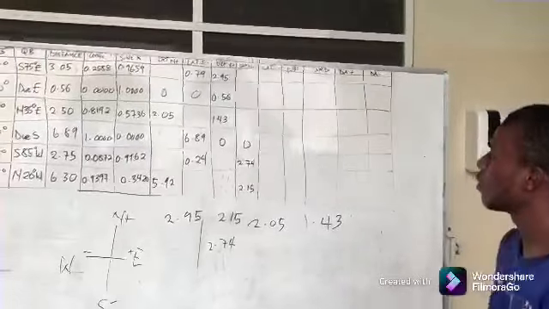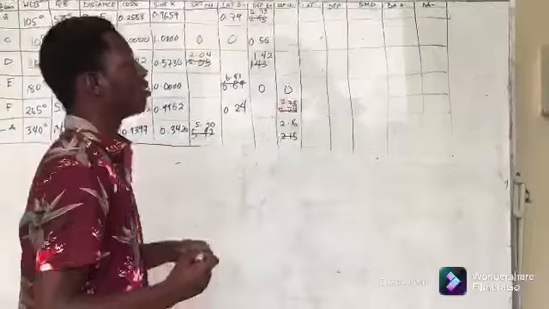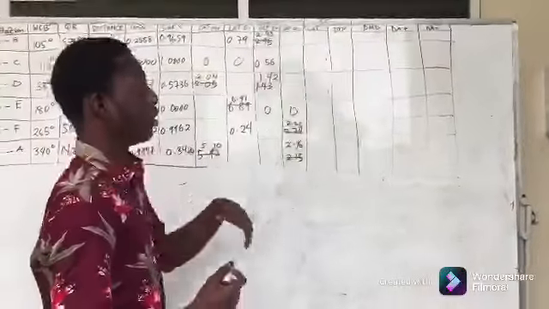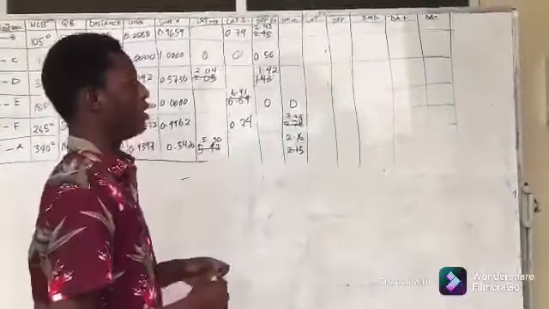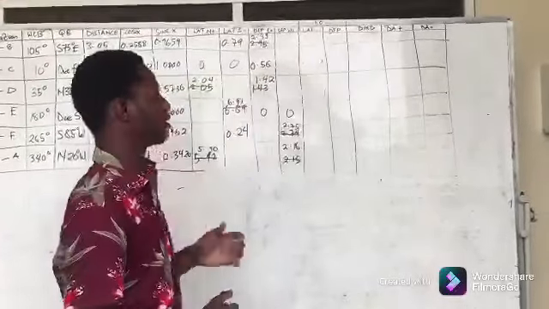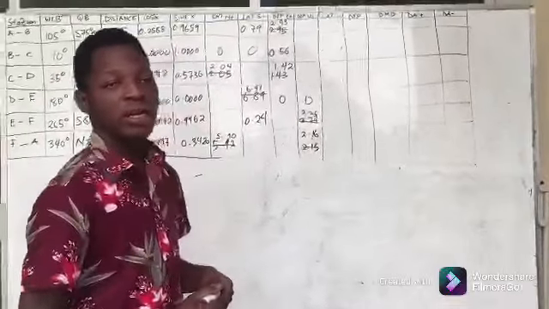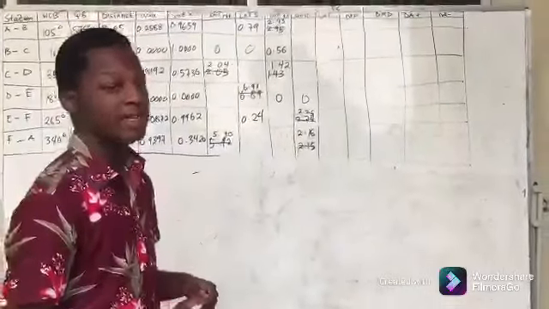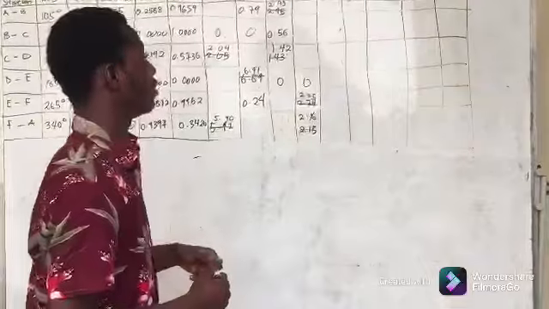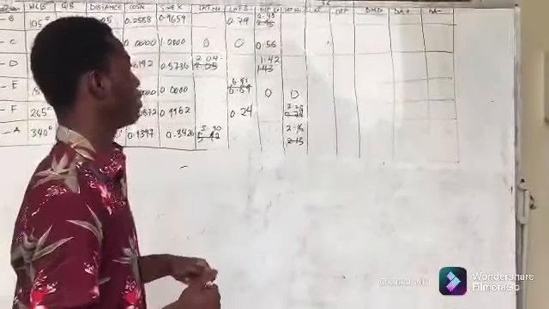So right now we are going to the total coordinates. I'll take you through the total coordinates. Under the total coordinates, we have the latitude section and the departure section. And under the total coordinates, the sign is taken into consideration, that is, the positive and negative sign.